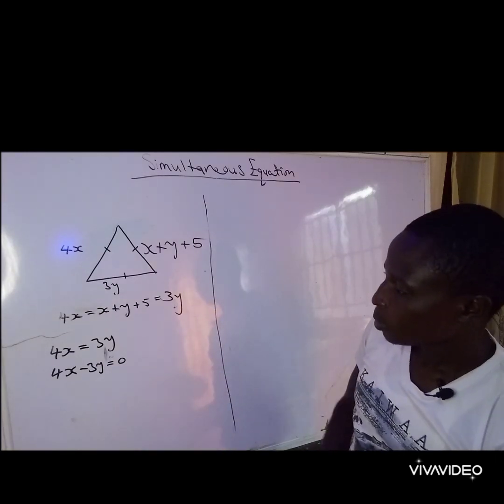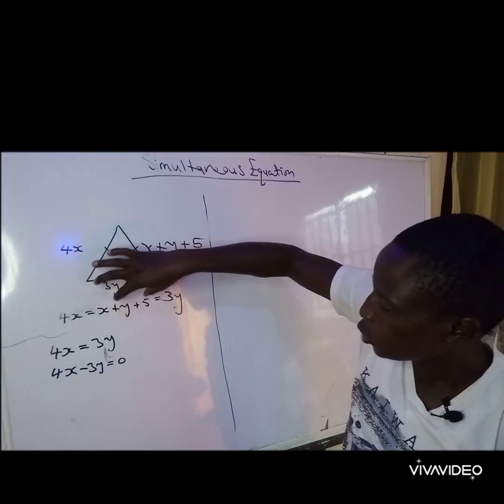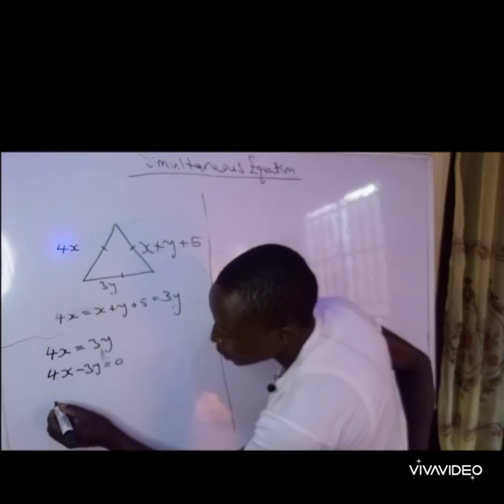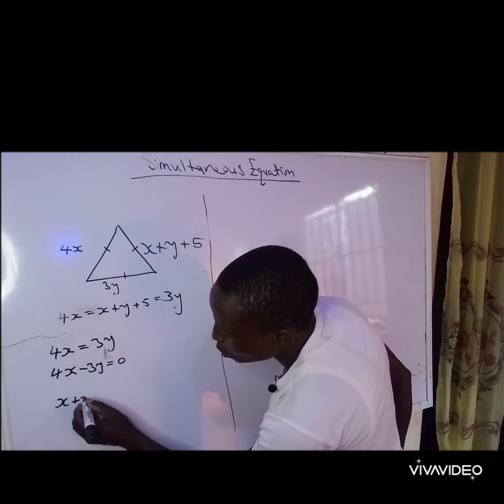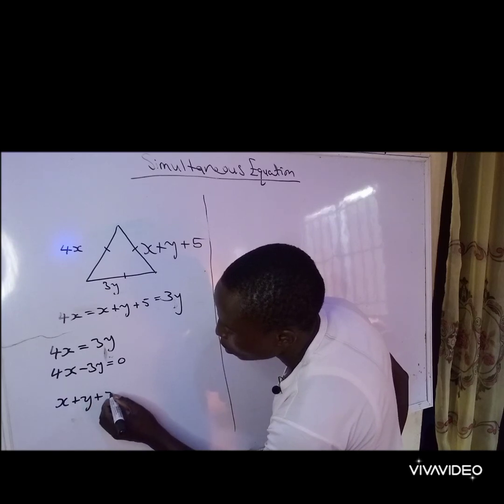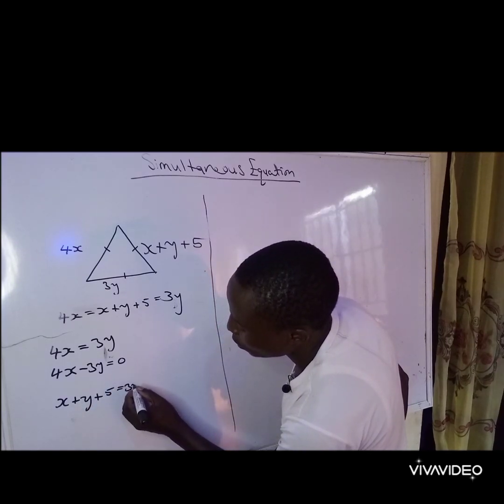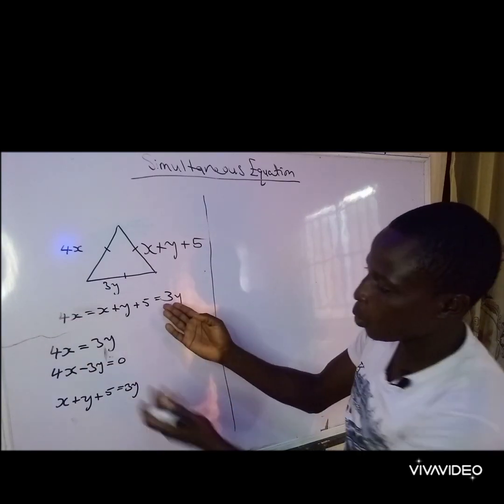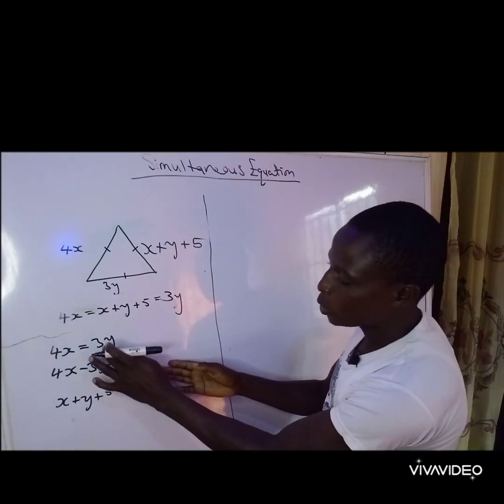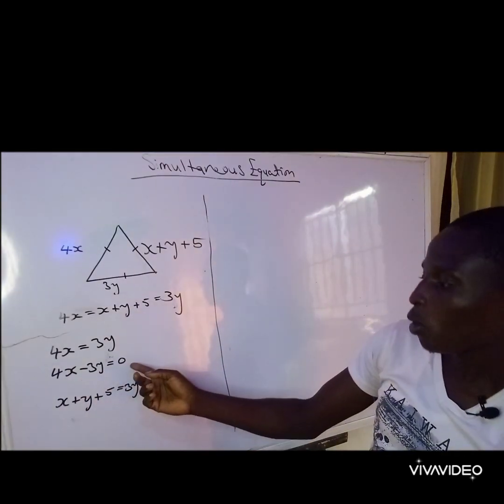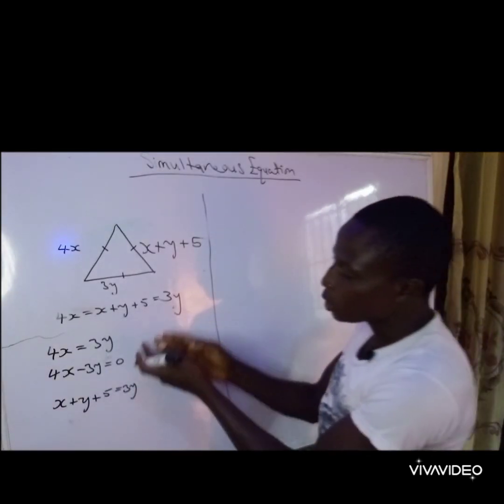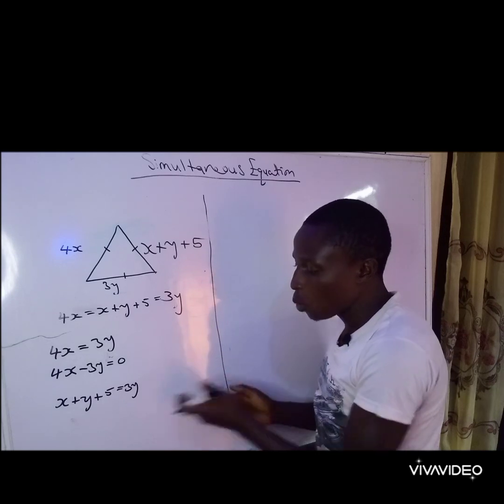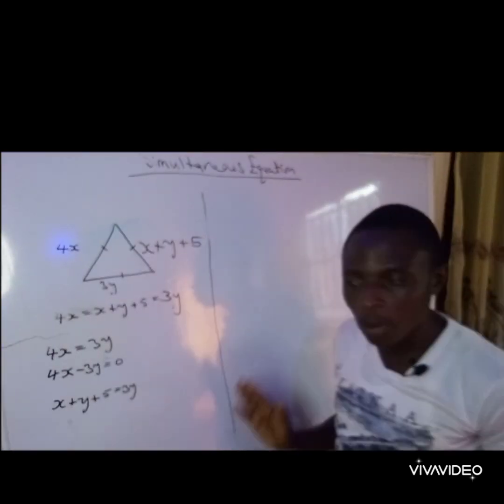So now, let's come back to the original equation and still write x plus y plus 5 is equal to 3y. 4x is equal to 3y. Look at it. We were able to get 4x minus 3y equals 0. Then for the second time, x plus y plus 5 equals 3y. Look at it. As simple as that.